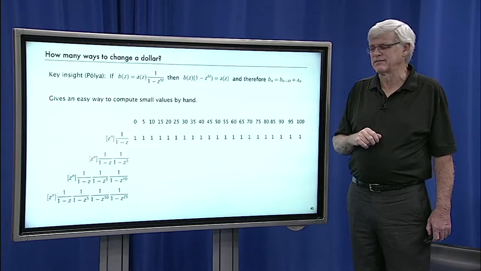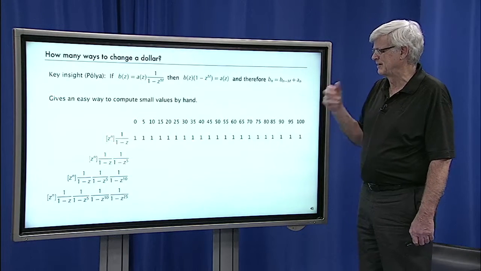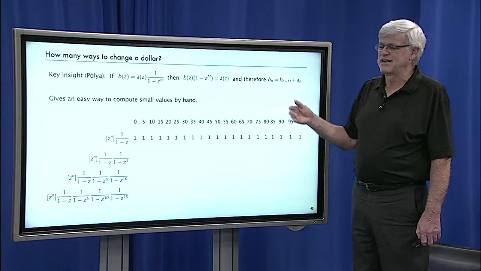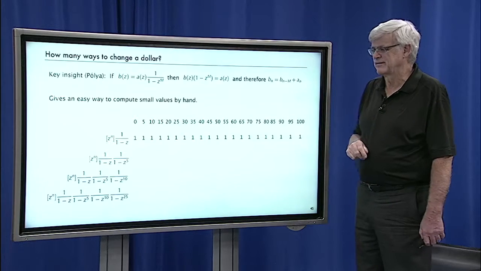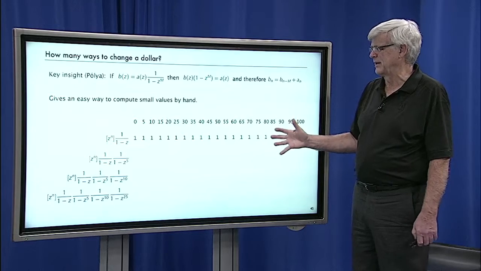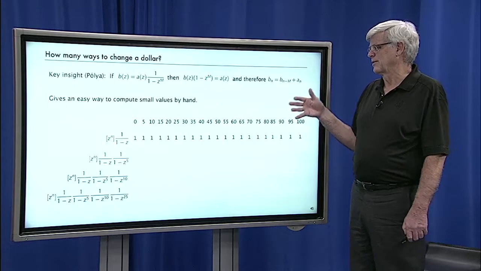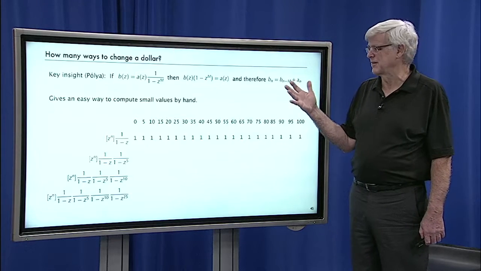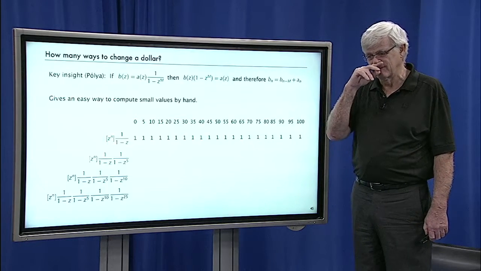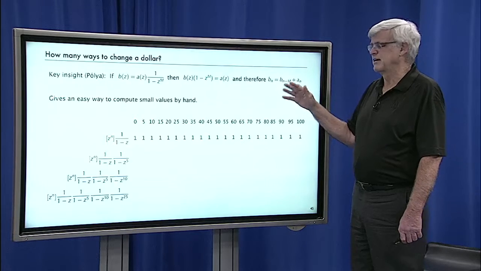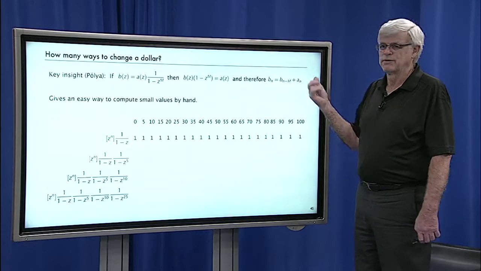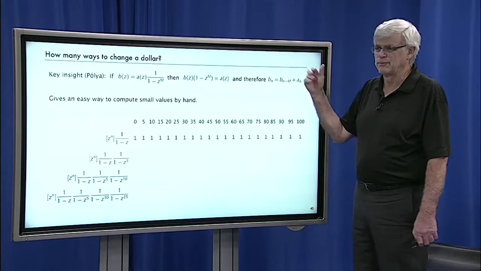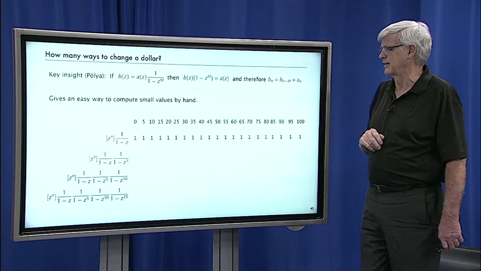Polya had a key insight and wrote a paper on this that shows that it's not difficult to calculate this for small values by hand. And it's worth looking at because it illustrates a general phenomenon: very often one thing that we can do with generating functions is use them to get recurrences, and then we can compute with the recurrences to at least know numerical values of the things that we're studying.